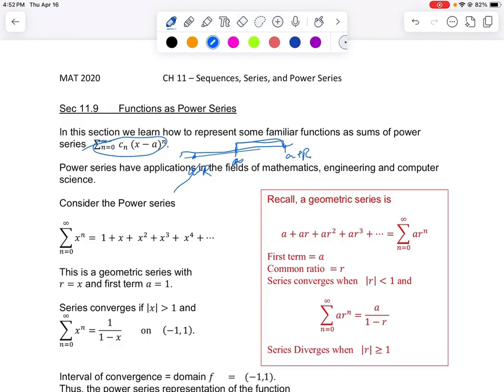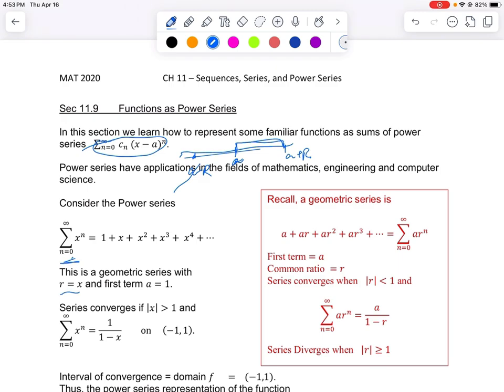Now let's start by looking at this simple power series. Summation n is equal to 0 to infinity x to the n. When we expand, we get 1 plus x plus x squared plus x cubed and so on. Now look at it closely, you might be able to recognize that this is a geometric series with the first term equal to 1 and the common ratio equal to x.